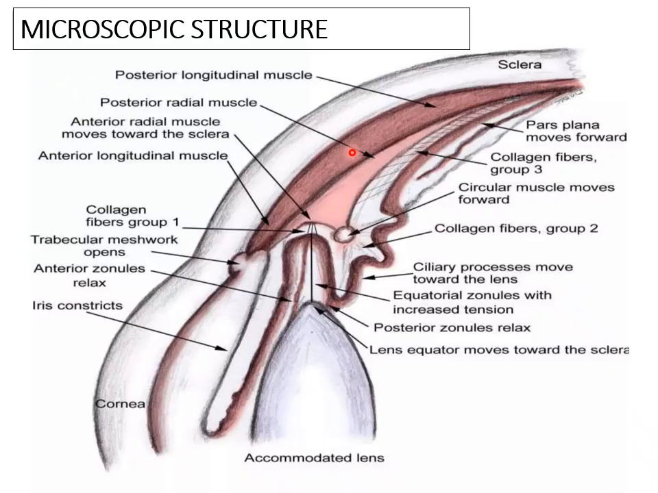Now, the microscopic structure of the ciliary body. Just pay attention to this triangular part over here. The ciliary body is a triangle, and the bulk of it is made up of muscles. There are three groups of muscles. This one, the outermost, is the longitudinal muscle.